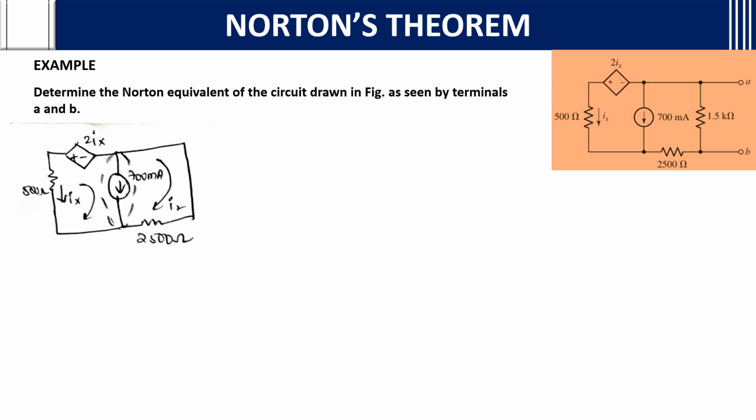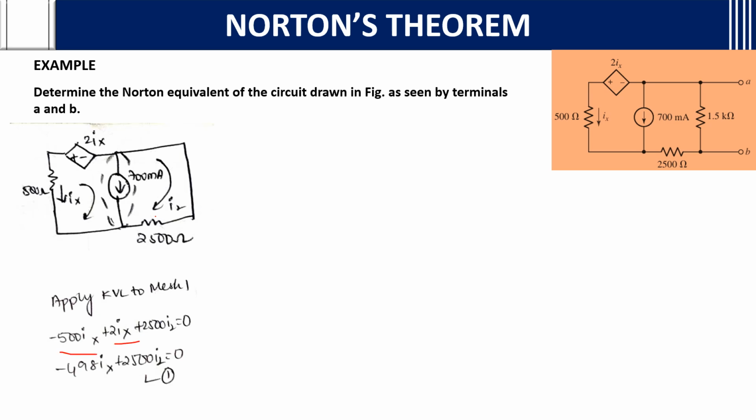Then if you see, the current 700 milliamperes forms a super mesh that I have indicated by the dotted lines, so you can remove that current source, but the mesh currents you can take as Ix and I2. The currents need not be changed, just that current source can be removed, and apply KVL to mesh 1. In mesh 1, minus 500 Ix plus 2 Ix plus 2500 I2. You need to consider this also. Why? Because we are temporarily removing this super mesh current, and later on we will add it back anyway.